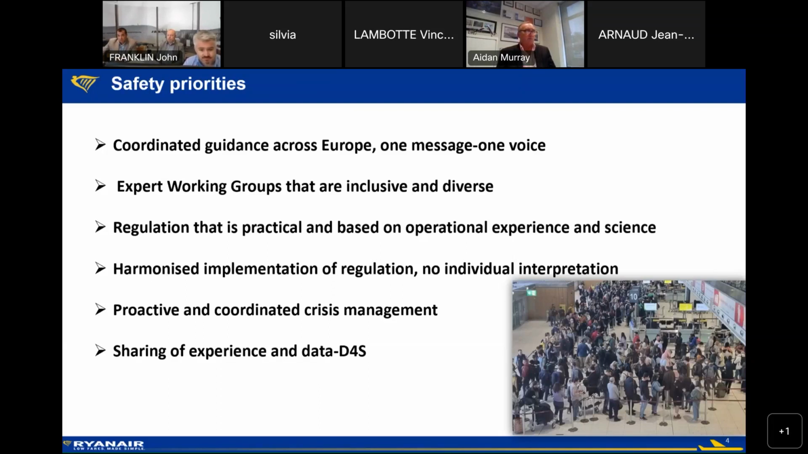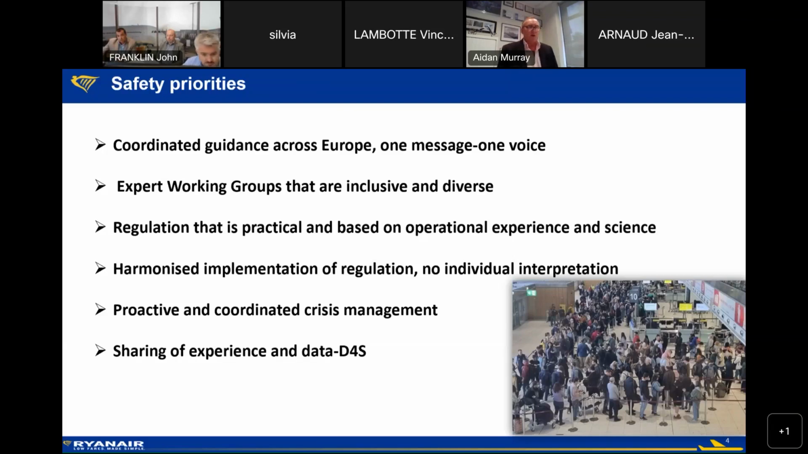I think the next thing we should focus on is the harmonized implementation of regulation. What I mean by that is that there is no individual interpretation at national level by national aviation authorities, which makes it impossible for regulation to work across boundaries. It's important that the interpretation is done at a high level, within EASA or the EU, and that it is then implemented by the individual national aviation authorities.